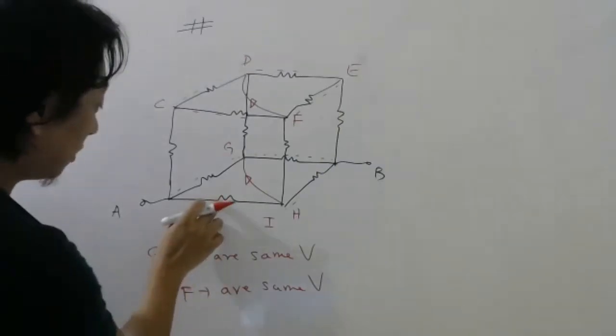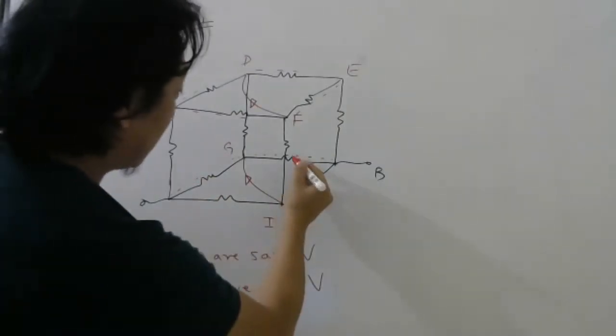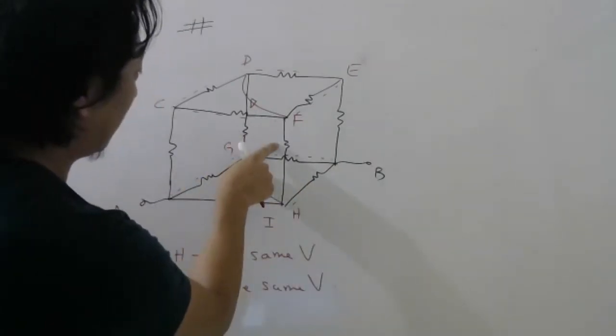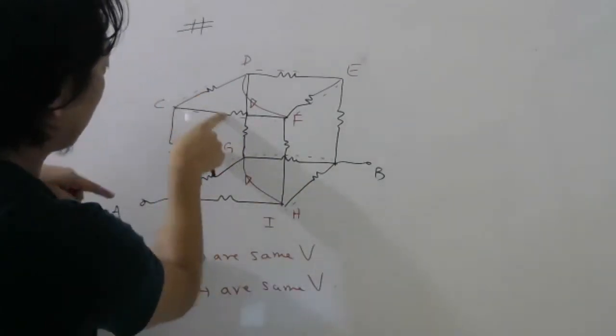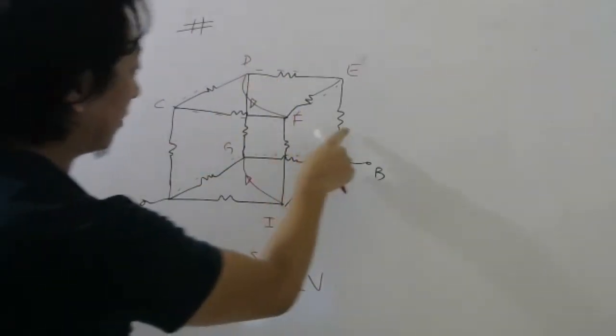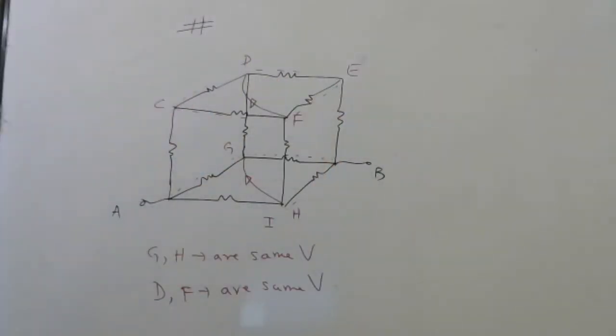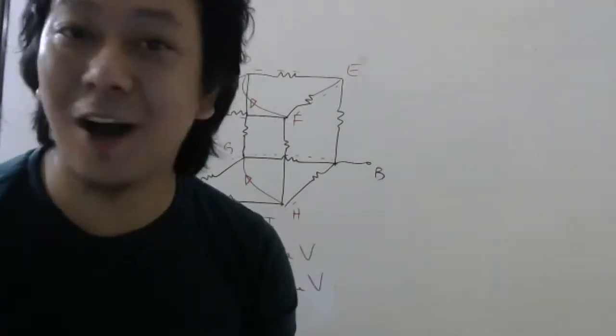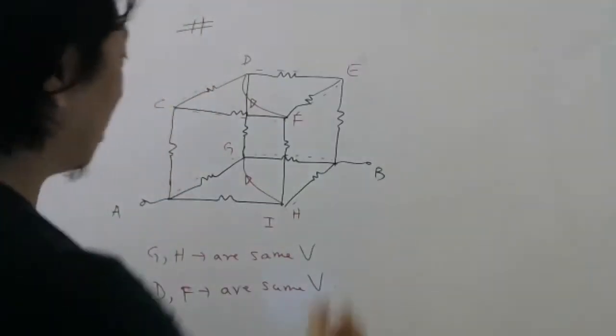Parallel. So this and this will be in parallel. This and this will be in parallel. This and this will be in parallel. Only this and this will stay like that. Understood? And already we know R and R in parallel is how much? R by 2. So let us redraw the diagram.